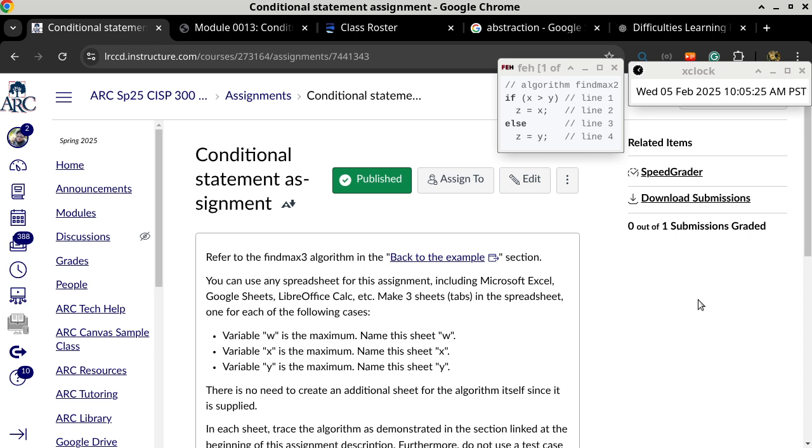So this one does not need to be in a Google spreadsheet. It can be in any spreadsheet.